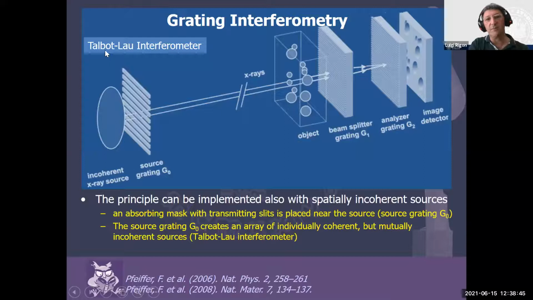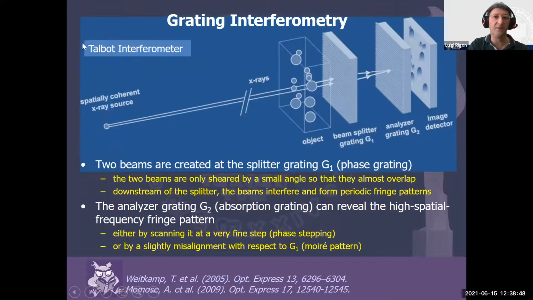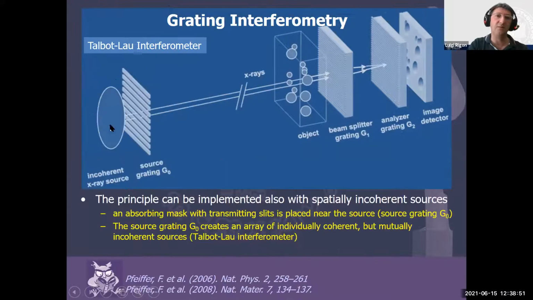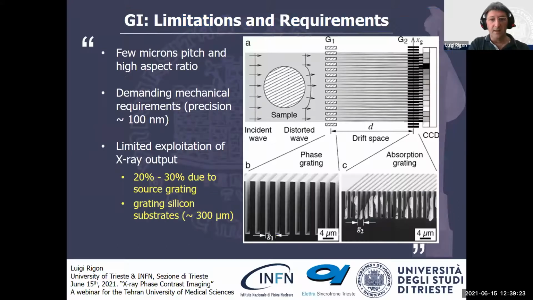This is the so-called Talbot-Lau interferometry, compared to Talbot interferometry with coherent sources. With incoherent sources, you just put an additional grating here. This grating creates an array of individually coherent but mutually incoherent sources. And within certain conditions, the images of these mutually incoherent sources add up in the image formation. This technique has also been quite successful.